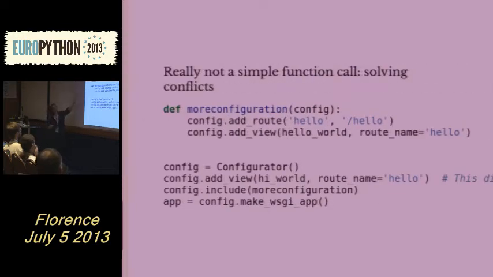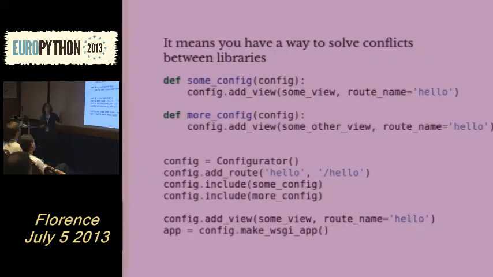So the most useful part of this include is the way it handles conflict. I told you if I have two conflicting directives, Pyramid will tell me. But if I have a conflicting directive in an included function and in a top level, Pyramid will assume I want the top level directive to override the included directive. This means that I can include some library and replace some parts just by calling the directives again. It also provides me with a way to solve my self-conflict between libraries.